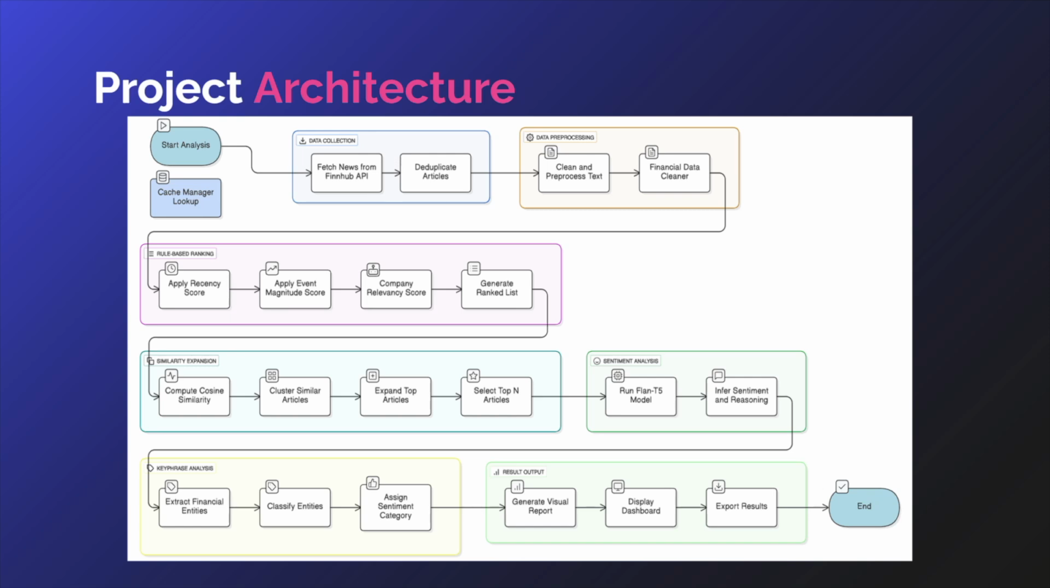Finally, the result output phase visualizes the entire analysis pipeline and delivers the final output: a ranked list of articles ordered by importance, extracted key phrases showing what's driving the market, and a clear bullish or bearish signal for each story. This comprehensive view enables traders and analysts to quickly understand market sentiment and make informed decisions. In the following slides, we'll explore each of these components in depth: the algorithms, the technical implementation details, and design decisions that make the system both accurate and actionable for real-world trading scenarios.